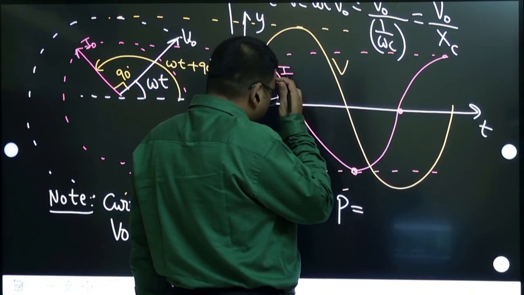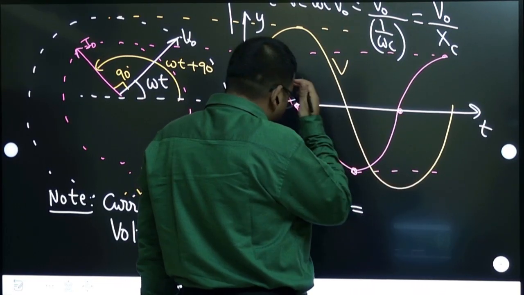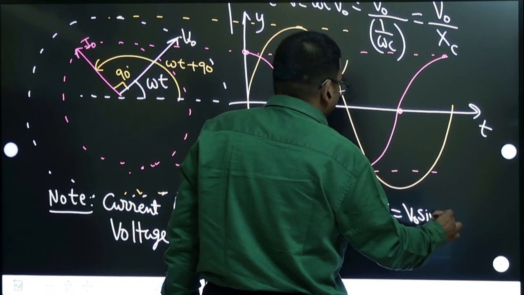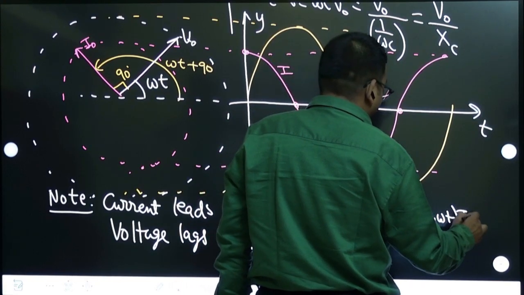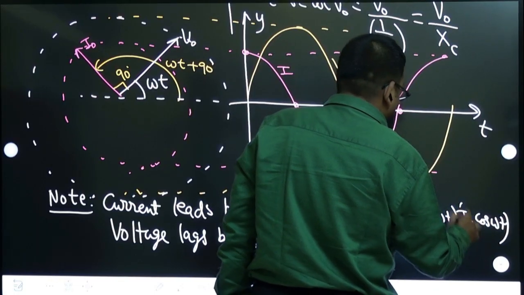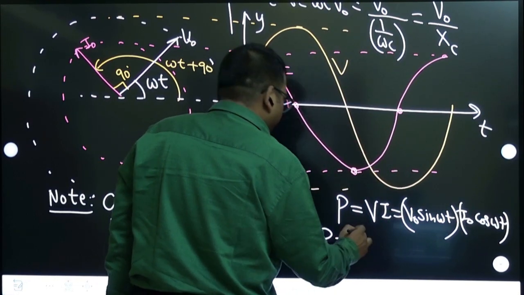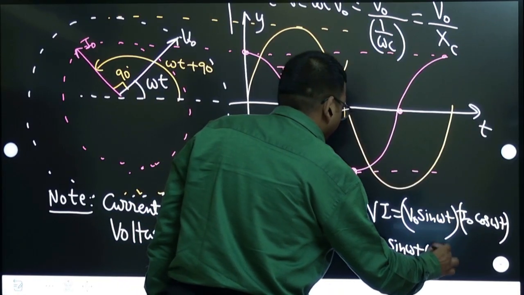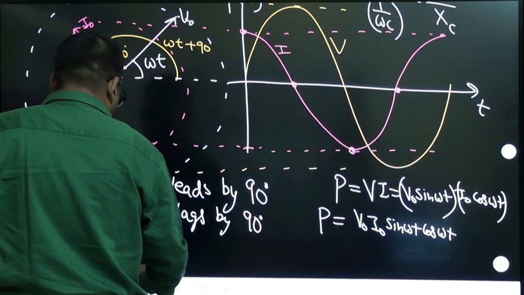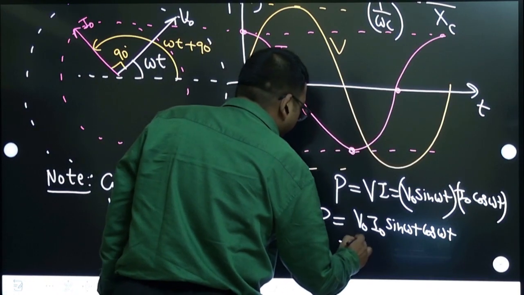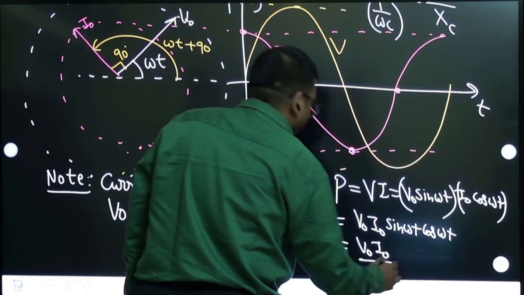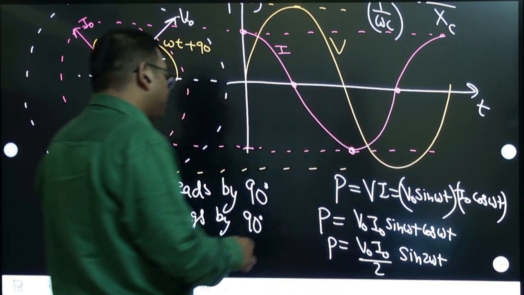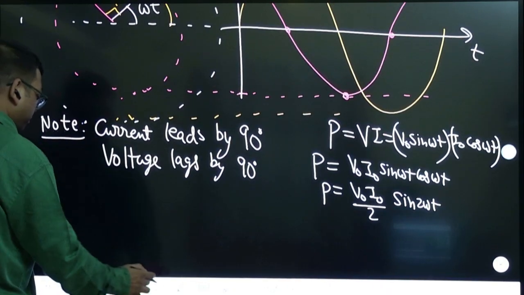P is equal to what? P is equal to V into I. V is V naught sin omega t, and current is I naught cos omega t. So similar term is going to come, right? V naught I naught sin omega t cos omega t. So what do you get now? Again divide by 2, correct? So sin 2 omega t. Instantaneous you got, now you calculate average by the same method.